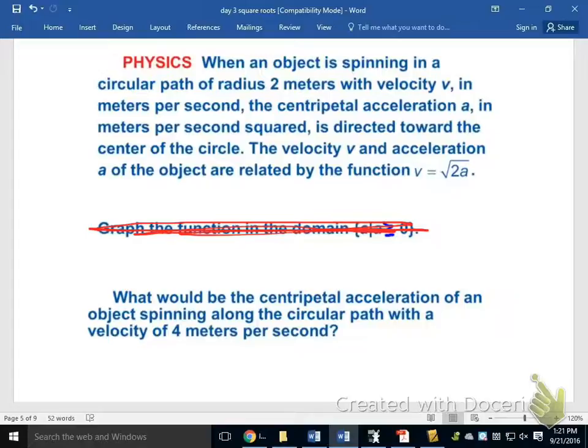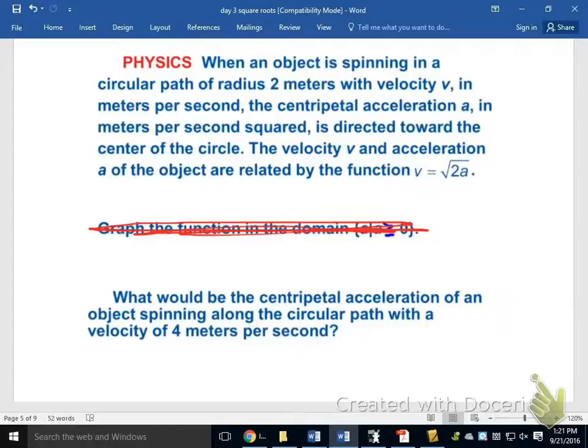Anyways, that force is associated with the acceleration that you're feeling, and so this is a good example of where these root functions are used, that the velocity in this situation would equal the square root of 2 times the acceleration. So what would be the centripetal acceleration, we're looking for a, of an object spinning along the circular path with a velocity of 4 meters per second. We're actually given v here.